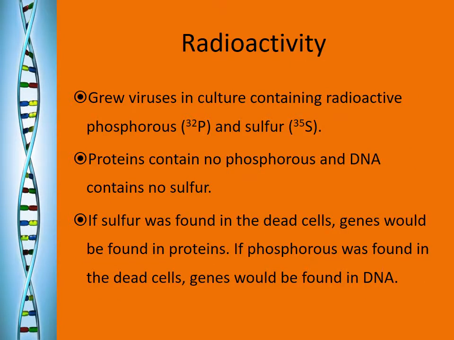Well, they grew viruses in a culture containing radioactive phosphorus and sulfur. Proteins contain no phosphorus, but DNA, on the flip side, contains no sulfur. So if sulfur was found in a dead cell, then the genes would be found in protein. But if phosphorus was found in a dead cell, then DNA would be the guy, because, as we will soon talk about, the backbone of DNA has a phosphate group in it. All right, so that's one of the premises, one of the things that we learn from this.